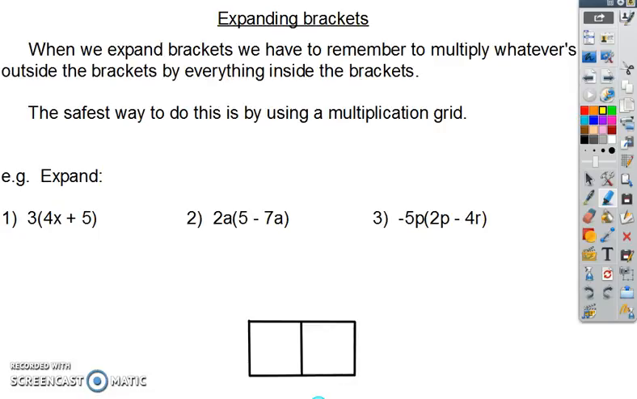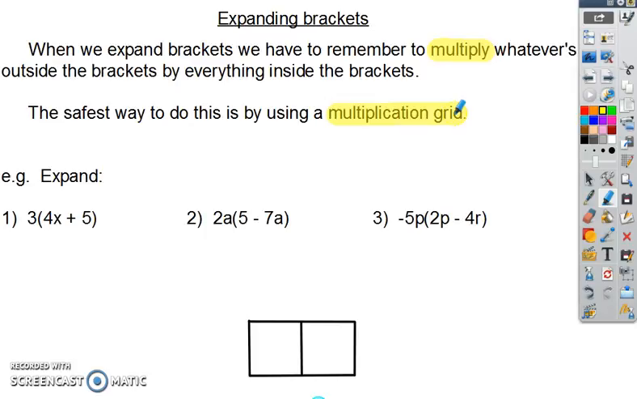When we expand brackets, we have to remember to multiply. Now I'm going to make this word highlighted because it's very important. Whatever's outside the brackets by everything that's inside the brackets. The safest way to do this is by using a grid and multiply. Remember we're multiplying what's outside by everything inside.